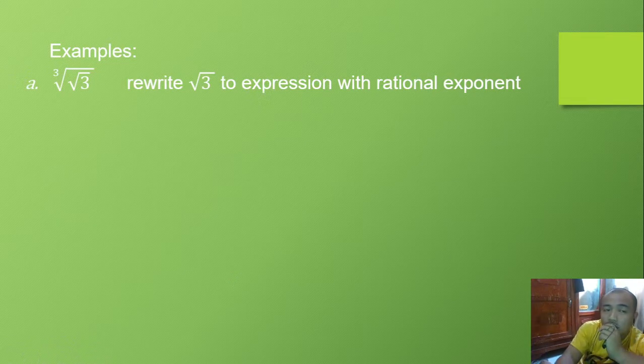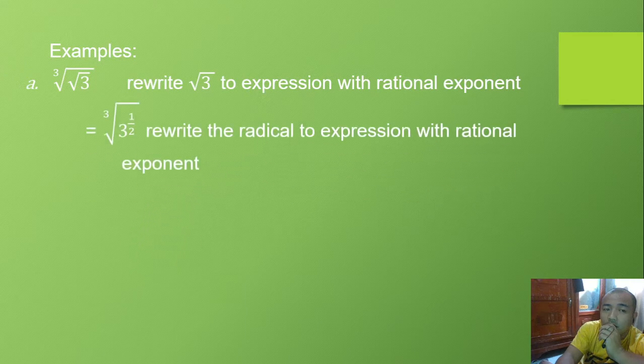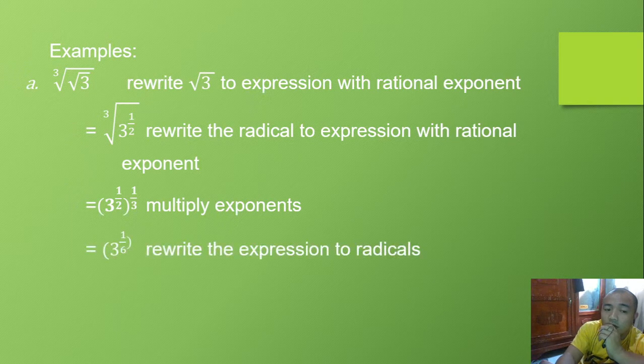Example: rewrite cube root of the square root of 3. So rewrite square root of 3 as an expression with rational exponents. It's equivalent to cube root of 3 raised to 1 half. Then multiply the exponents. Cube root of 3 raised to 1 half means 3 raised to 1 half, raised to 1/3. So multiply 1 half and 1/3, that's equal to 1 over 6. Right? 3 raised to 1 over 6, and therefore 3 raised to 1 over 6 is 6th root of 3.